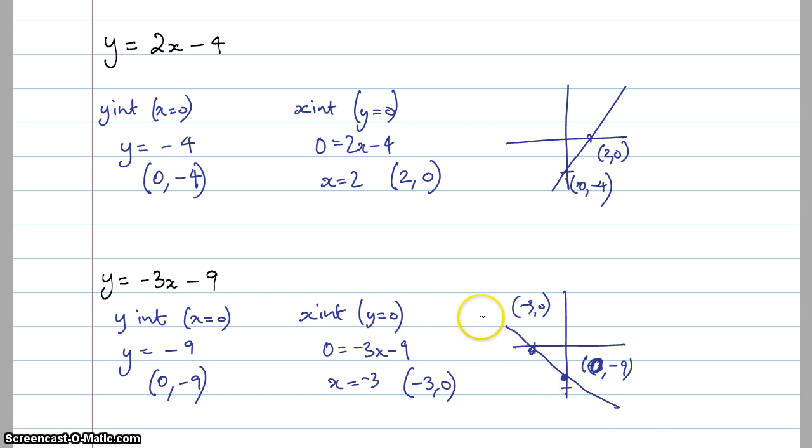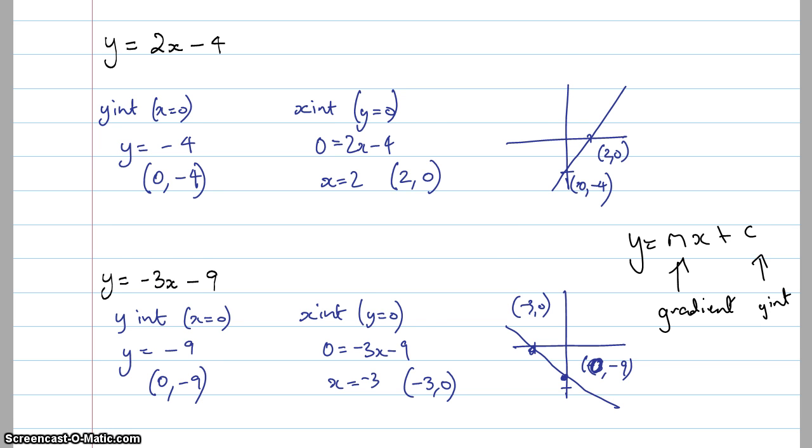In this case, there's a negative gradient. I knew that anyway because there's a negative in front of this here. All of these are based on this kind of equation, y equals mx plus c, where m is the gradient and c is the y-intercept.